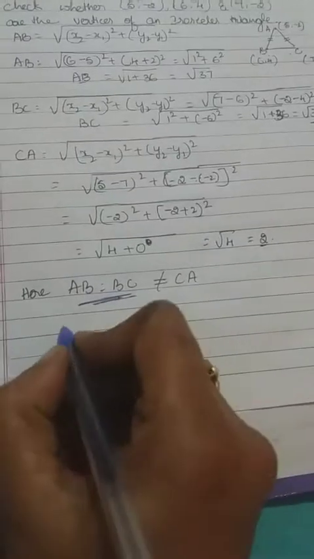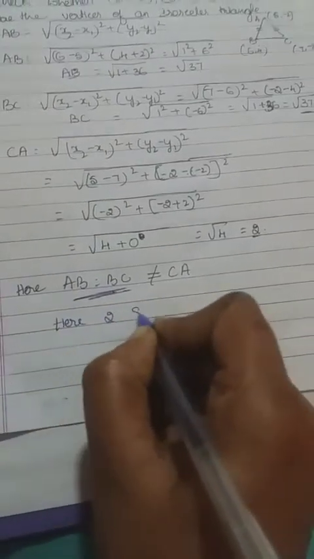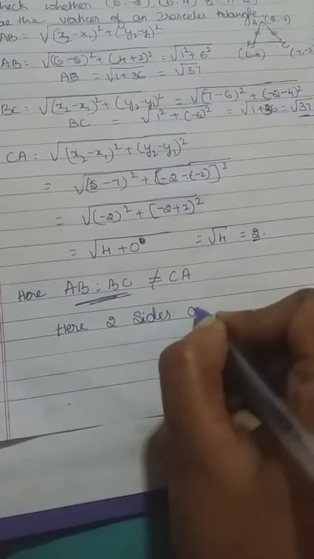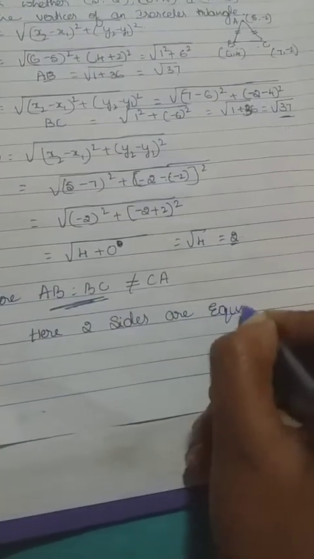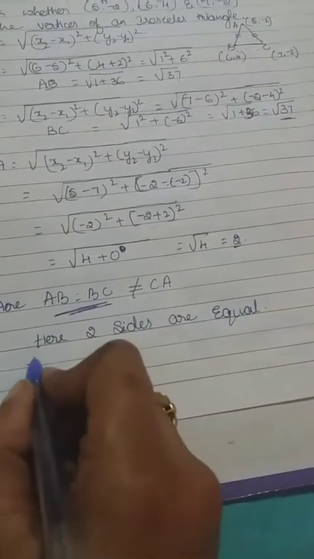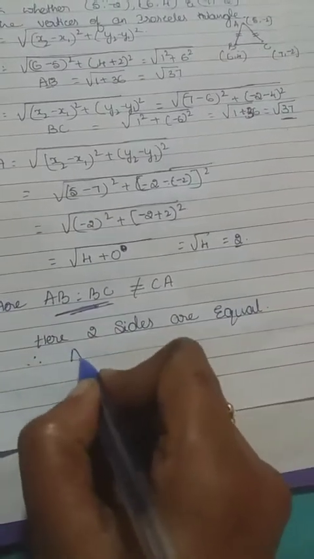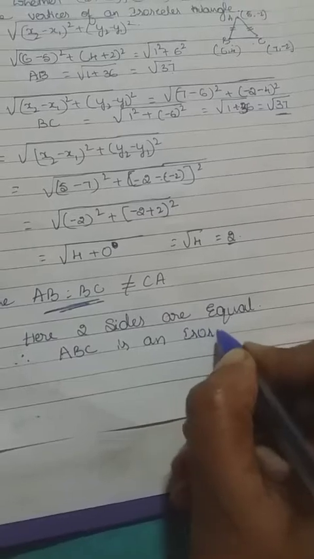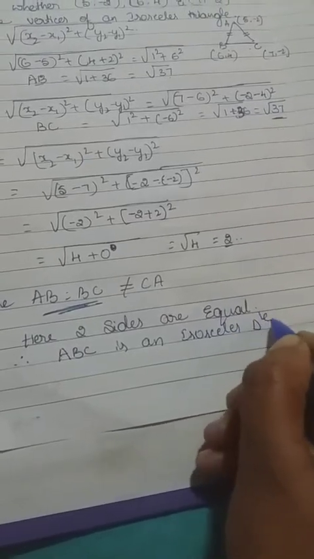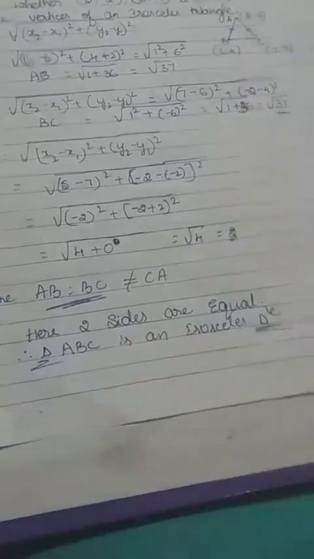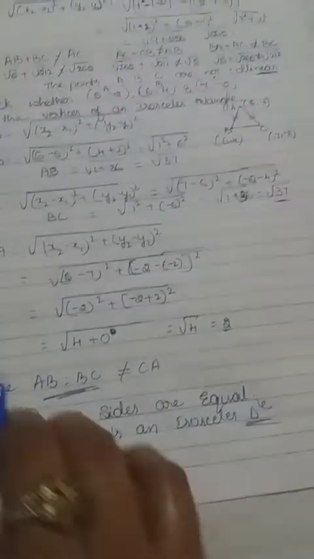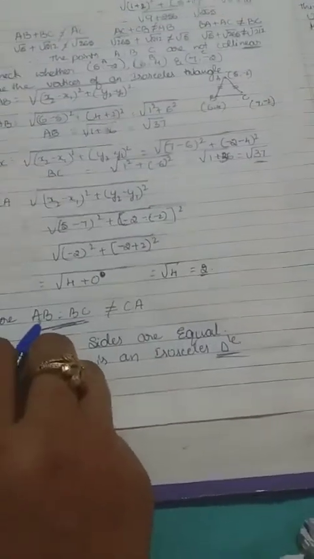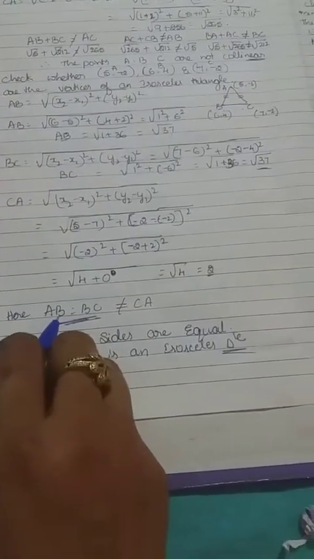So therefore two sides are equal, so therefore ABC is an isosceles triangle. We can tell this. Triangle ABC is an isosceles triangle. Hope you understand this. Keep in mind, isosceles means any two sides equal, equilateral triangle means all three sides should be equal. Let's go for the fifth sum.